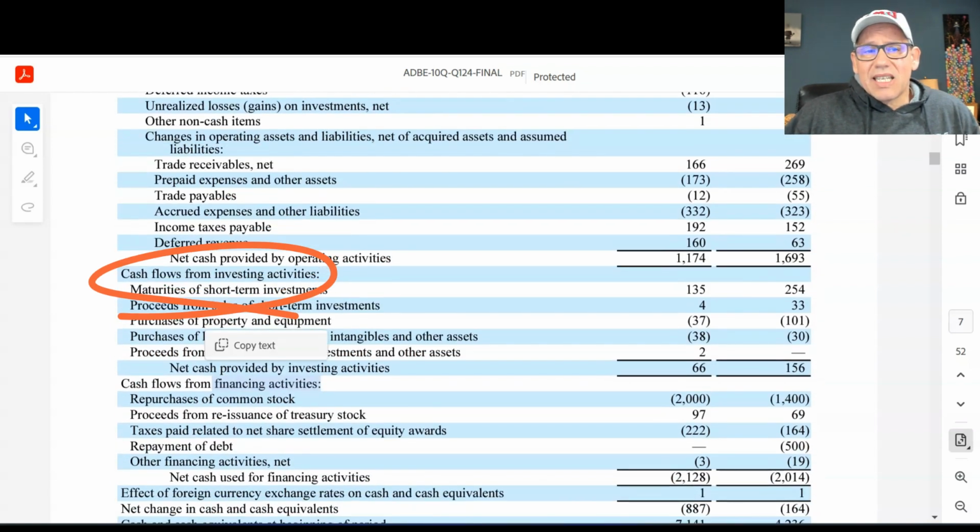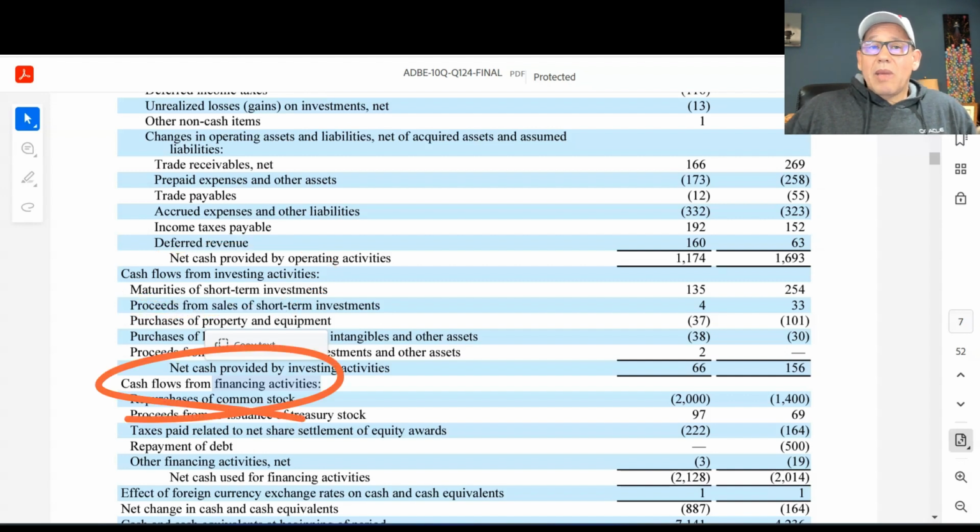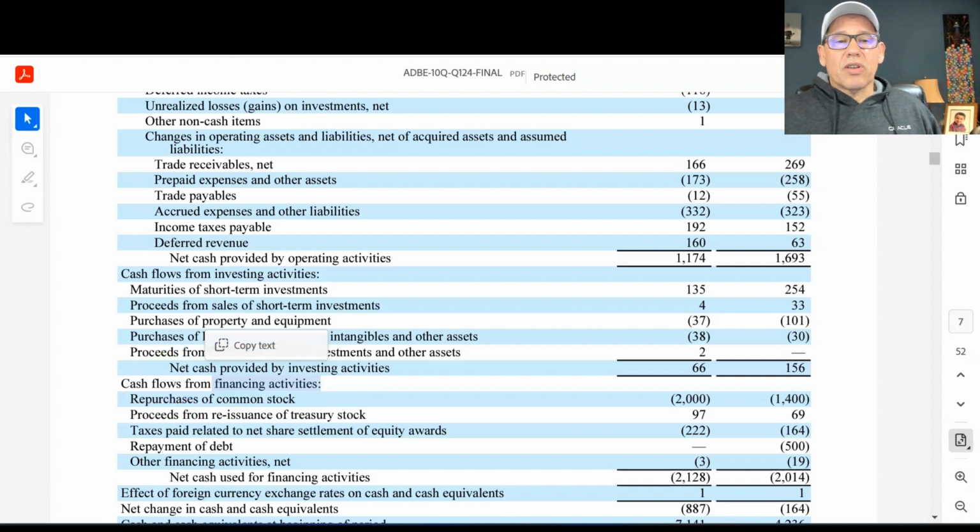Investing activities is where the company is investing. They might be buying an investment in bonds. They may be doing certain investments in property and so forth. And the last is financing activities. Maybe they're issuing out stock and they're receiving proceeds from the issuance of stock. And they may be borrowing money and they may be receiving funds from the debt they issued out. So those are the three sections.